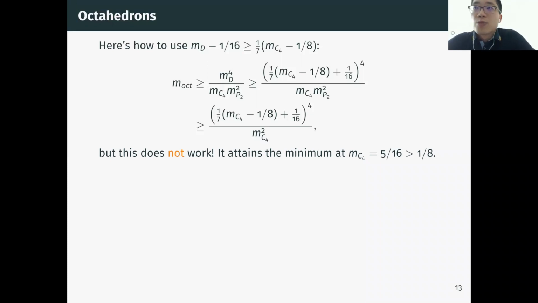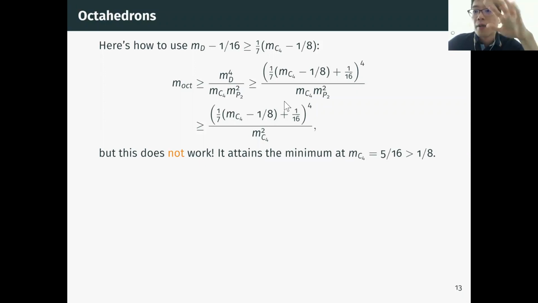So if you do some calculus here, then it's easy to see that it attains a minimum at 5/16, which is larger than 1/8. So this particular approach doesn't work. So this means that even if you have a correct inequality that can work, you have to be careful.